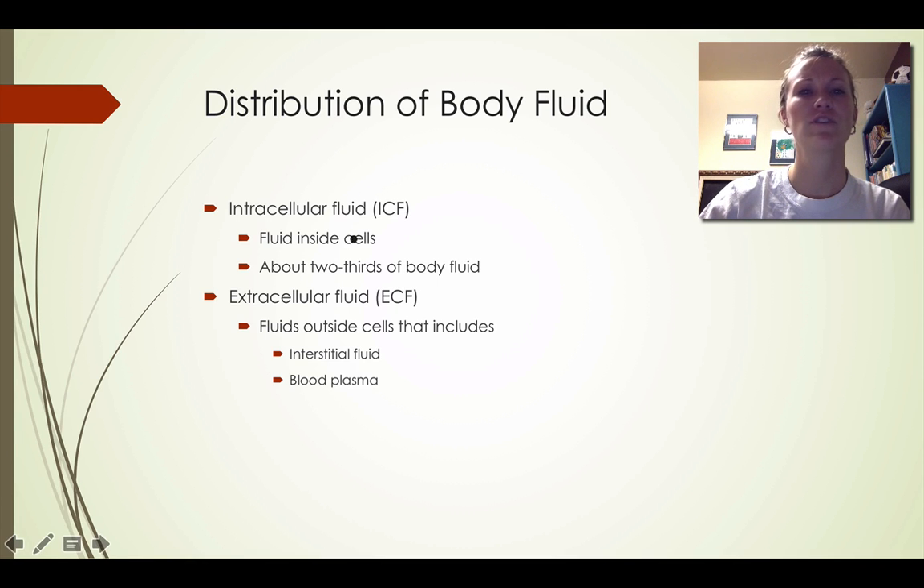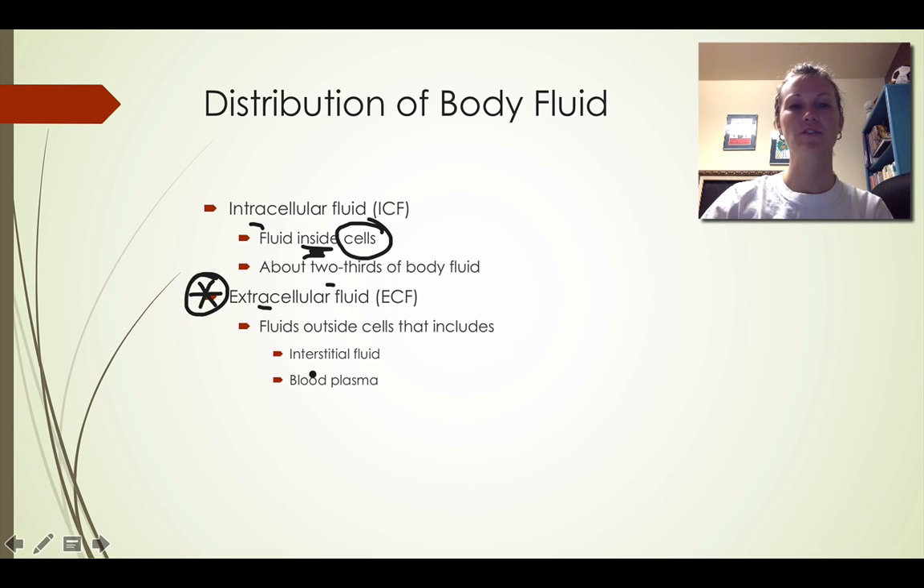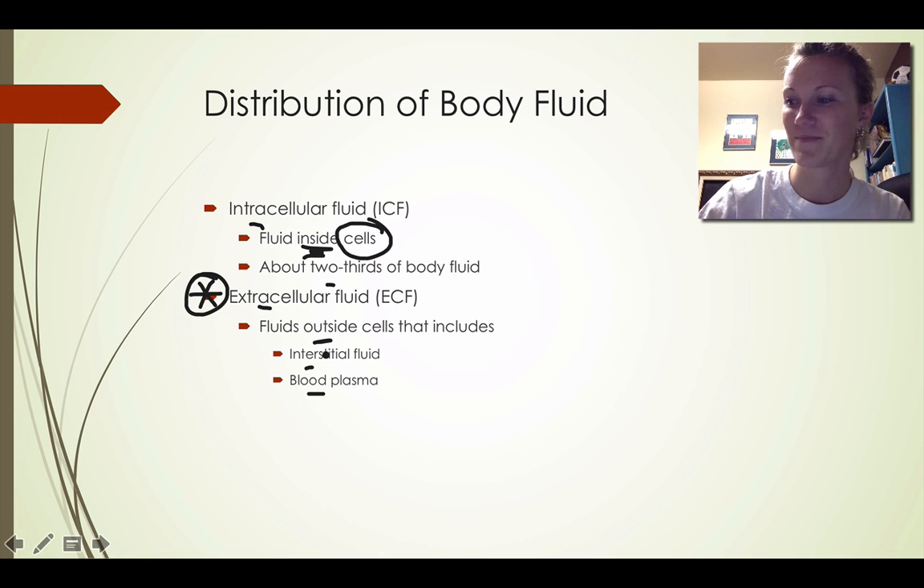So the distribution of body fluids: you have some fluid that's called the intracellular fluid, or the ICF. The ICF is the fluid that's actually inside of your cells, so it's on the inside. And it's about 2/3 of your body fluid. And then the other one is the extracellular fluid. I would say that these are probably most talked about. So the extracellular fluid is the fluid that's outside of your cells, and it includes your interstitial fluid as well as your blood plasma.